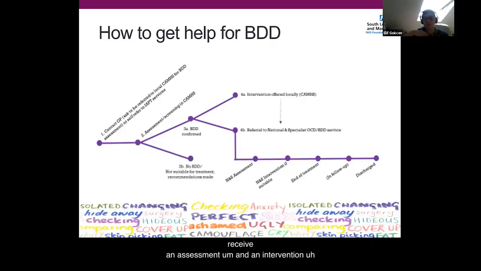And that's where you'll receive an assessment, and an intervention will be offered at that point if that's appropriate for your needs. And you'll be on that pathway until you receive your full package of treatment and enter the follow-up phase of your treatment. And that's a part that we'll talk about in a bit more detail later on in the talk.